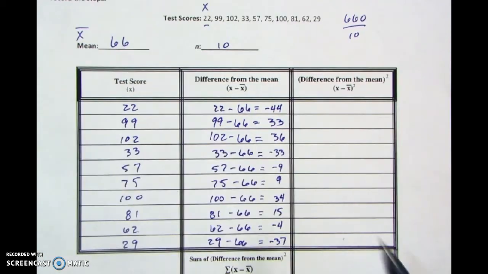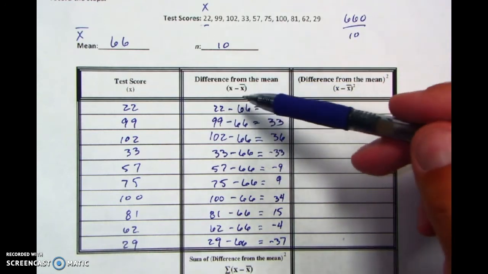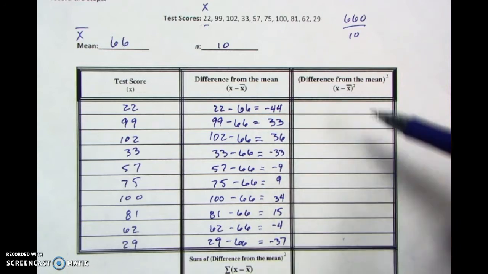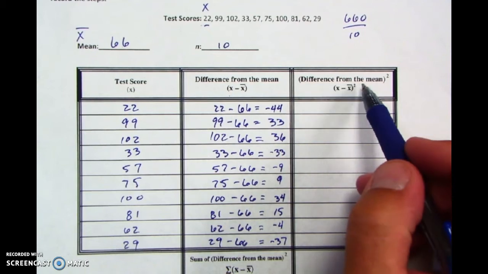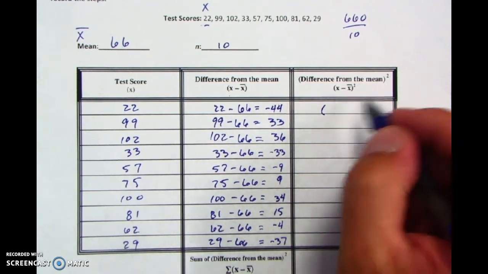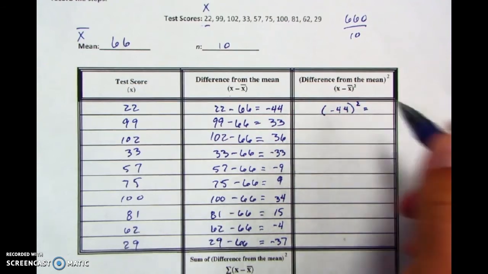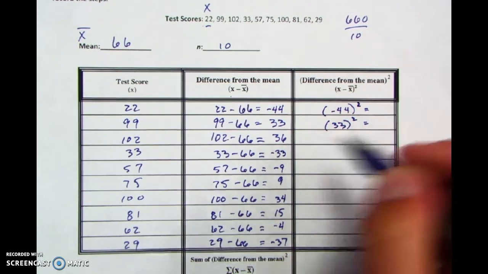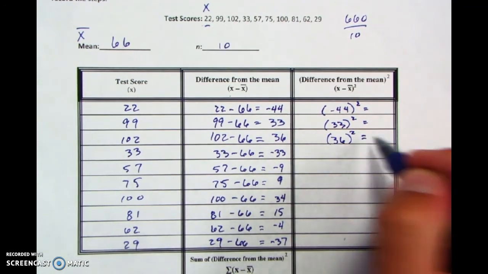Now I've gone through and filled in each of these test scores down this column, and here we found the difference between each test score and the average down this column. In this next column, we take each of those differences from the mean, here negative 44, and we're going to square that value. We have our 33, and we're squaring that. Here is our 36, and I'm going to square that.